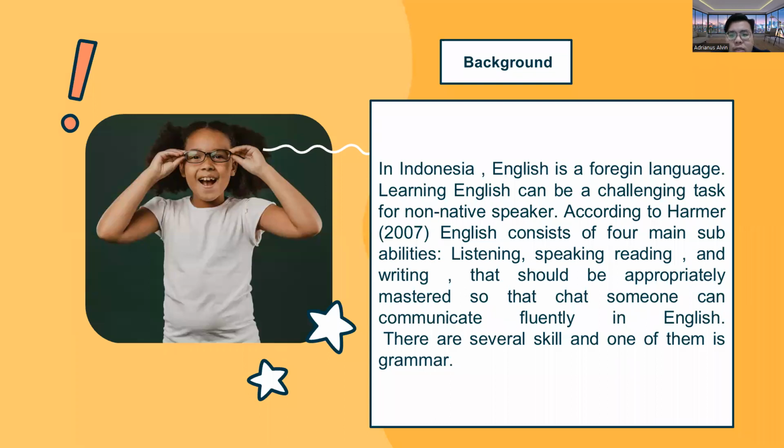In Indonesia, English is a foreign language, and learning English can be a challenging task for a native speaker. According to Harmer, 2007, English consists of four main abilities: listening, speaking, reading, and writing. They should be appropriately mastered so that someone can communicate fluently in English. To master English well, it is necessary to master several different skills. There are several sub-skills, and one of them is grammar.